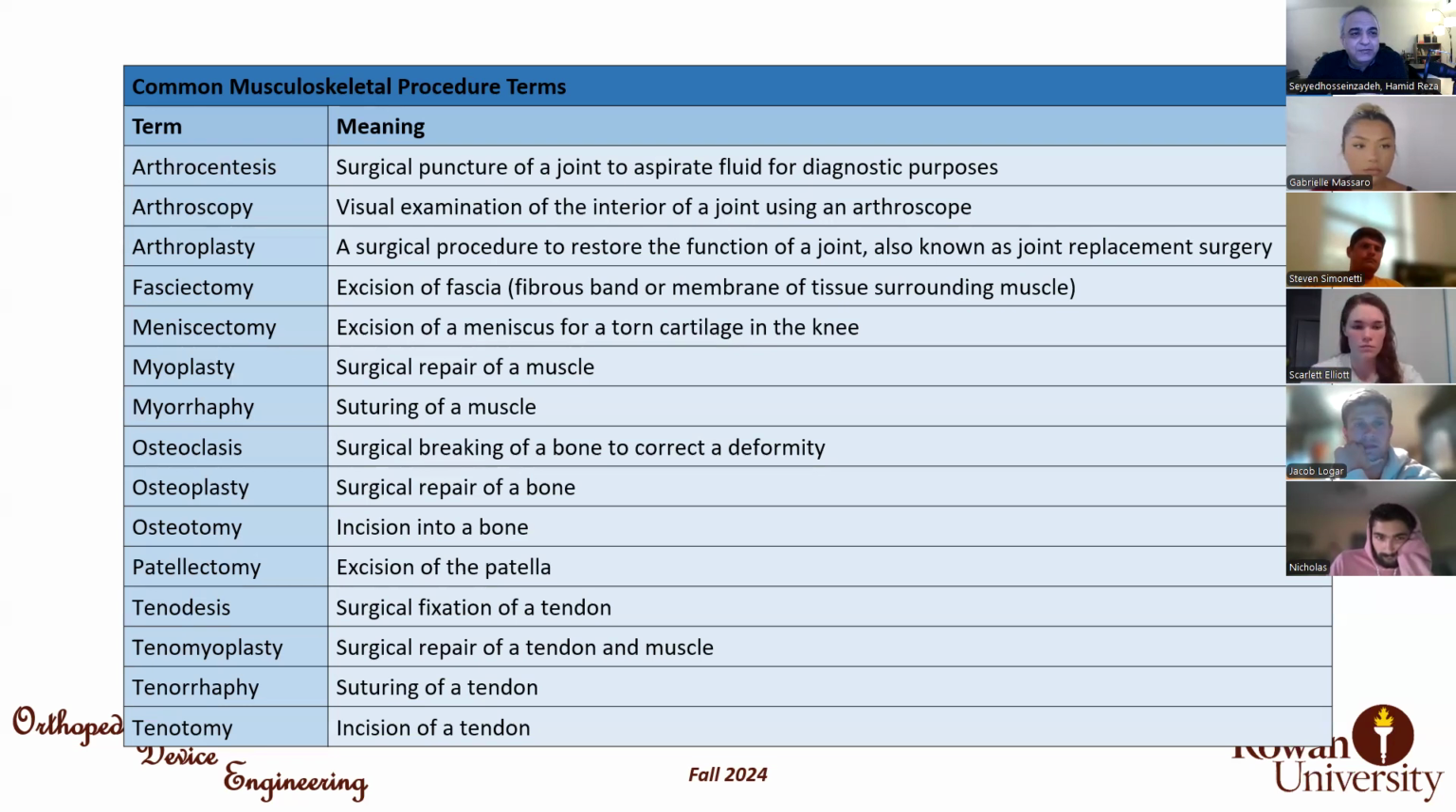Fasciectomy means excising, removing the fascia. Fascia is the covering of the muscle. It encircles the muscle and covers the muscle. Meniscectomy. Ectomy means removing, excision, like fasciectomy. And meniscus means meniscus. So meniscectomy means excision or removing of the meniscus. Myo means muscle. Myoplasty means repairing a muscle with surgery. Myorrhaphy means suturing the muscle.